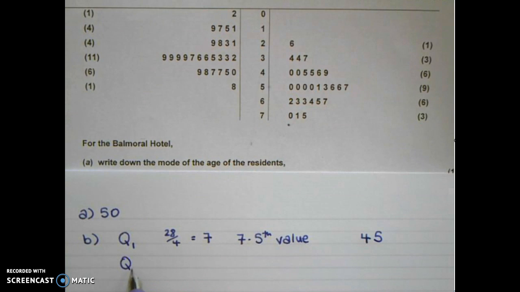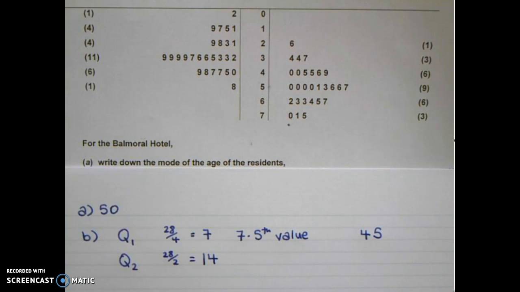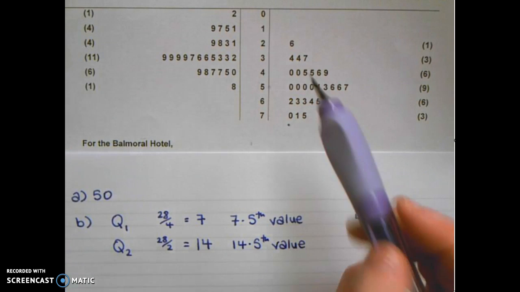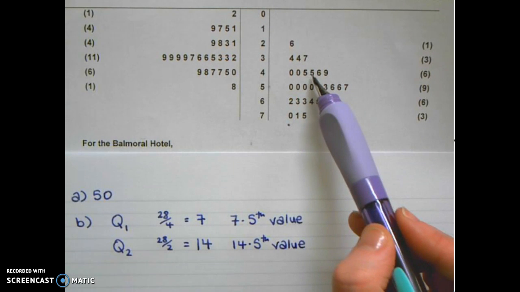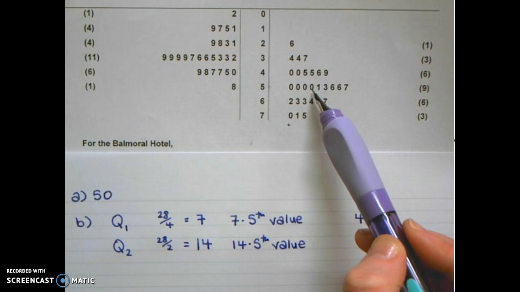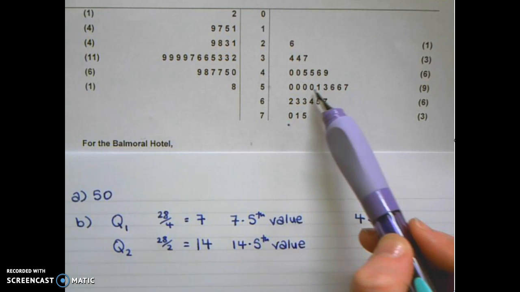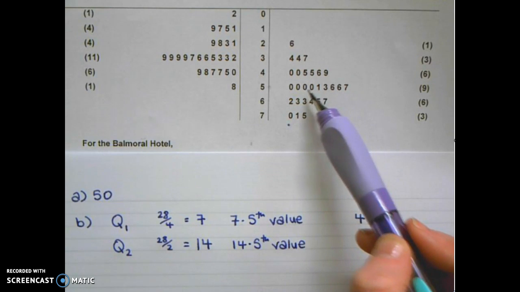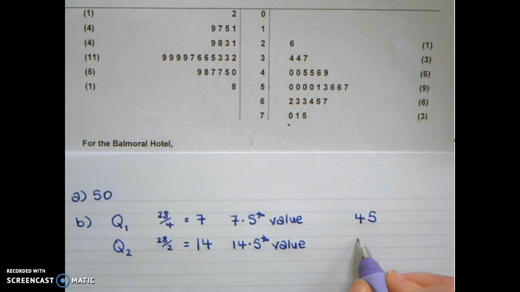Q2, or the median, simply going to do 28 divided by 2, which gives you 14. Remember, again, it's discrete, so we're not finding the 14th value, we're finding the 14.5th value, in between the 14th and 15th, so just count. 1, 2, 3, 4, 5, 6, 7, 8, 9, 10, 11, 12, 13. The 14th value is 50. The 15th value is 51. So in between those is 50.5.